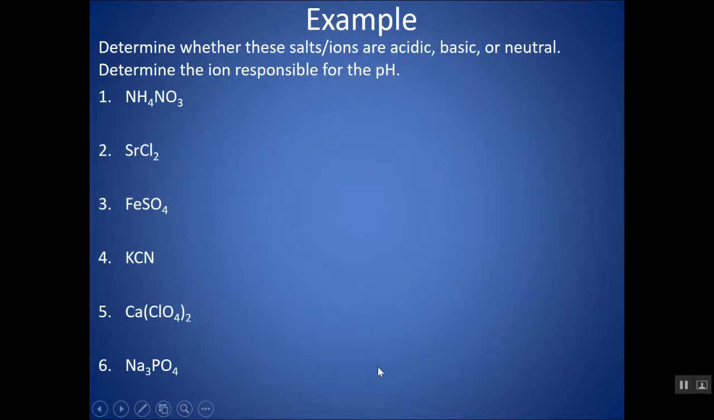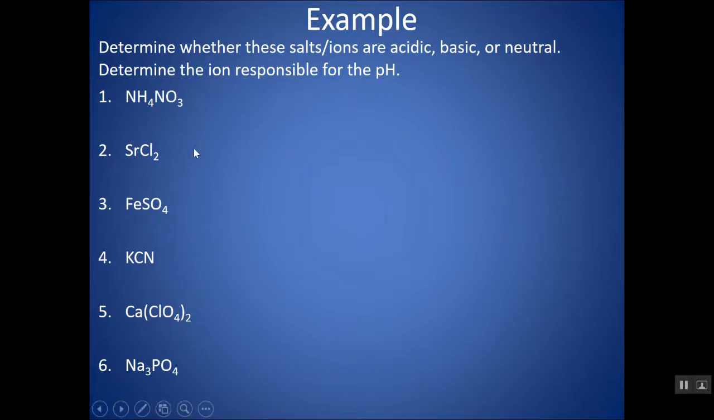Take a moment, try this example. Tell me whether these salts are acidic, basic, or neutral. It might be helpful to think back to which acid and base created them. And then also determine which ion is responsible for the acidic or basic pH, if that's the case. Look at this first one. This is coming from NH4, ammonium. Ammonium is coming from ammonia.